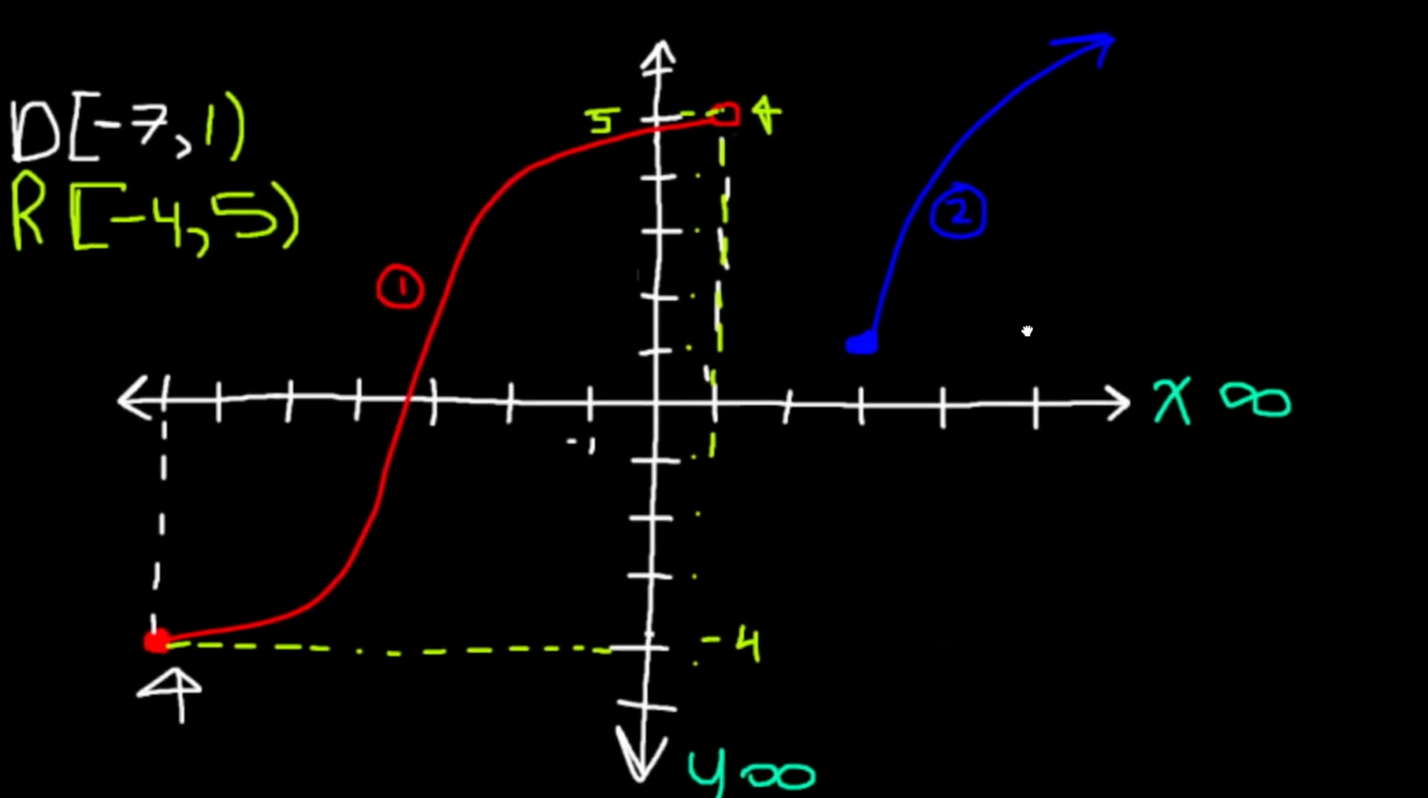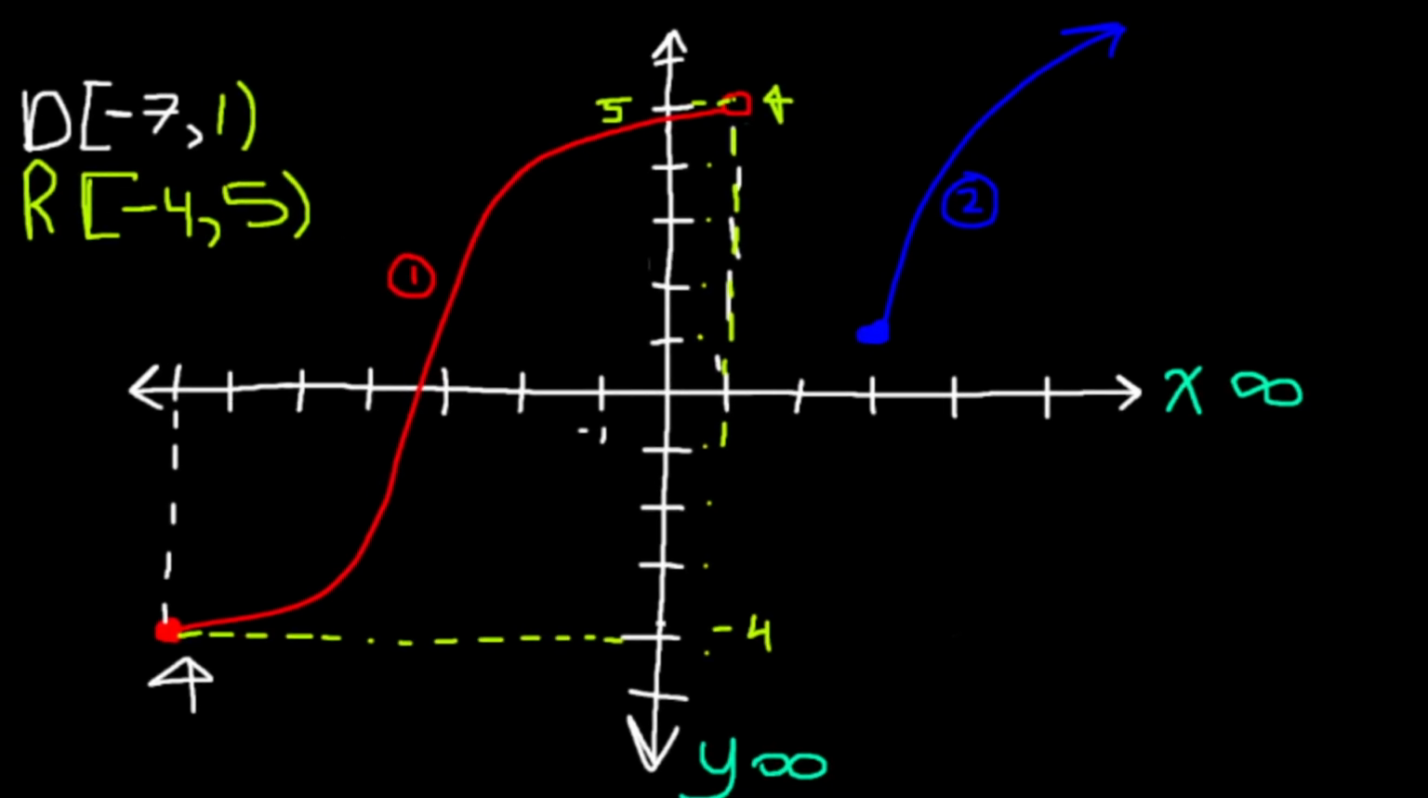Now let's move on to the second function. Alright, the second function only has one dot, and it is closed just like this one. It's right here, closed, and it goes on to infinity as shown right here. It goes on to infinity. Alright, so now let's start off with the domain. The domain, the lowest is at 1, 2, 3.